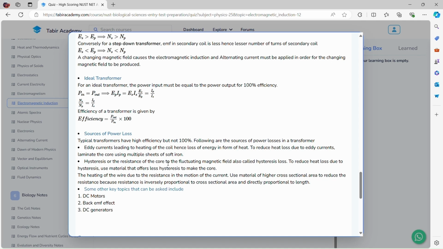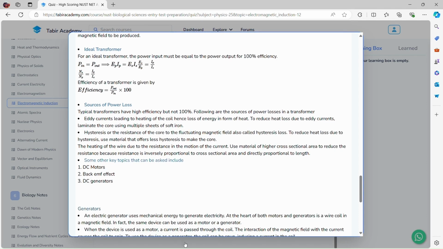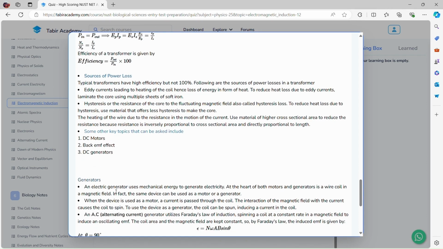Hysteresis, or the resistance of the core to the fluctuating magnetic field, also called hysteresis loss. To reduce heat loss due to hysteresis, use material that offers less hysteresis to make the core. The heating of the wire due to the resistance in the motion of the current. Use material of higher cross-sectional area to reduce the resistance, because resistance is inversely proportional to cross-sectional area and directly proportional to length. Some other key topics that can be asked include DC motors, back EMF effect, and DC generators.